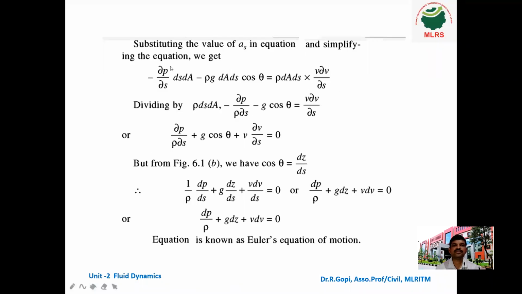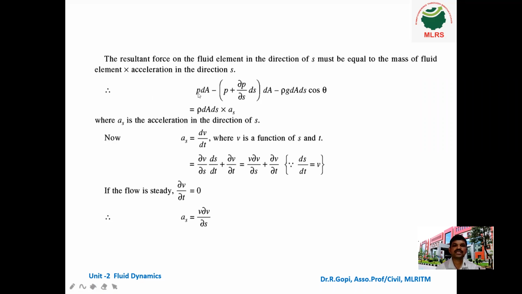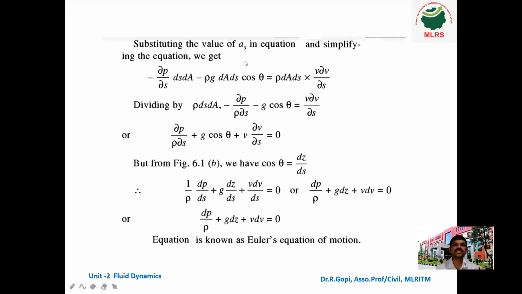How did minus ∂p/∂s ds dA come? You can see here plus p into dA is there, a plus value. Now here one p is there, and outside one dA is there. So this dA multiplied with this p, and outside of the bracket one minus is there, so minus p into dA. So here plus p into dA and here minus p into dA, so it gets cancelled.